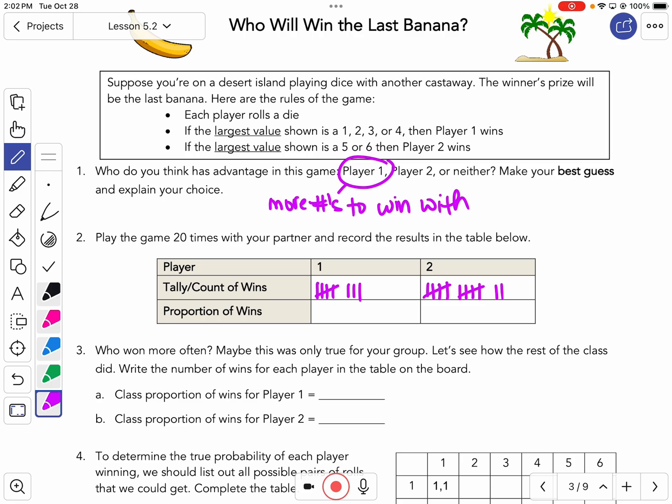I got 20 more. That's 18. Just do it 2 more times, and then make sure it adds up. Okay? Be sure that your tallies for each one, once you add them up, add up to 20. I made mine count. You're welcome.